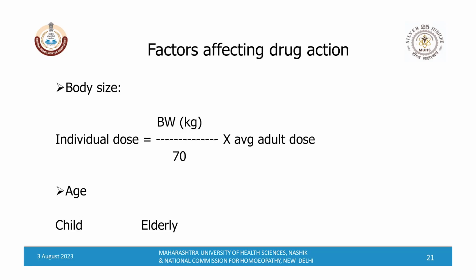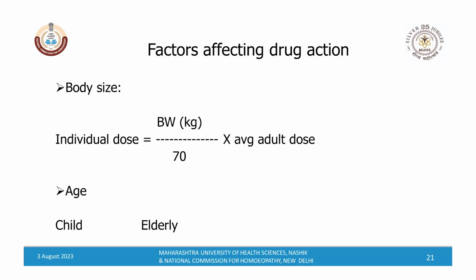The first factor is the body size of the patient. The usual dose of the drug is for an individual of average build. Now naturally, for obese patients, patients who are very thin, and even patients who are children, the dose would be different. And then the dose is calculated based on their weight as follows. There is a formula which says the dose for that patient would be the body weight of the patient in kilograms upon 70, into the average adult dose. That was about body size.